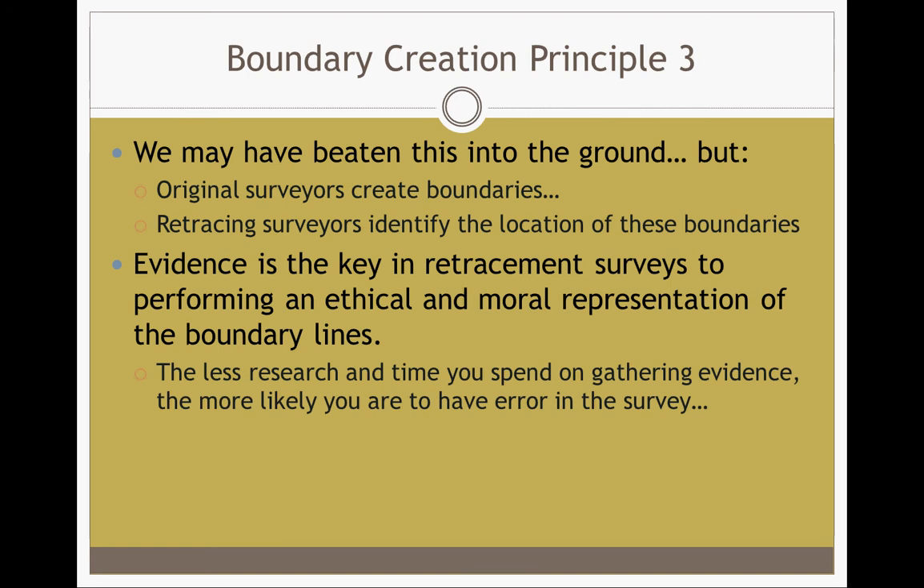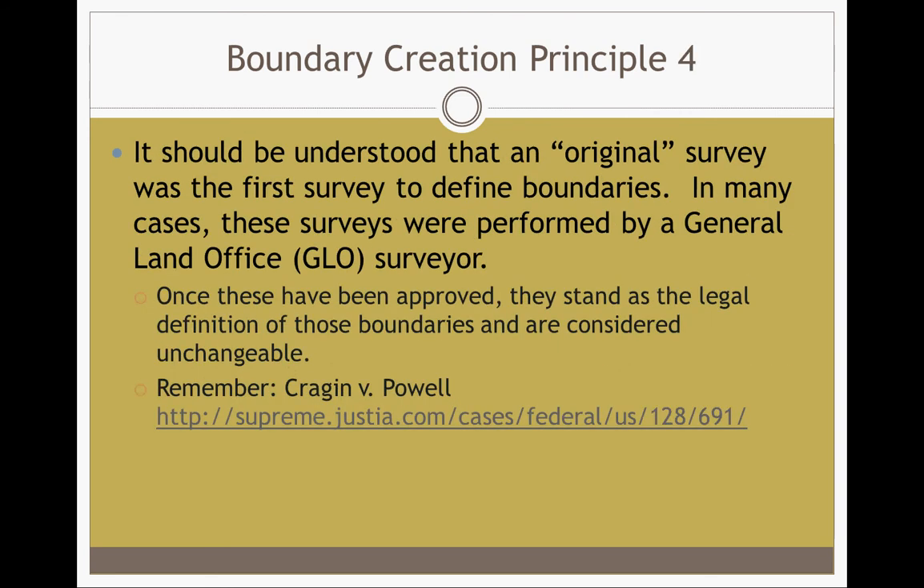Okay? But remember, once you create these boundaries and set them in the ground, they are there. And really you should be concerned when you set boundary corners in the ground to make sure they are exactly where they are supposed to be. Principle 4, it should be understood that an original survey was the first survey to define boundaries. In many cases, these surveys are performed by the General Land Office. Once these have been approved, they stand as the legal definition of these boundaries and are considered to be unchangeable.